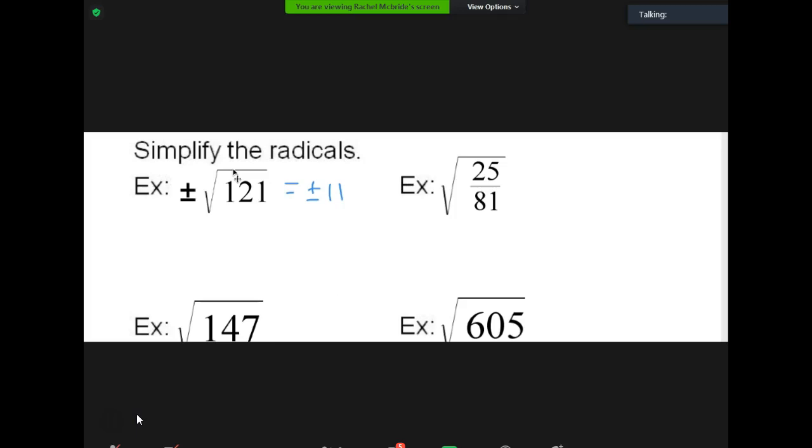The square root of 25 over 81. The square root of 25 is 5. The square root of 81 is 9. So the square root of 25 over 81 is 5/9.